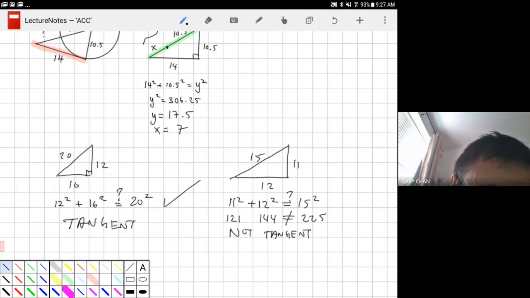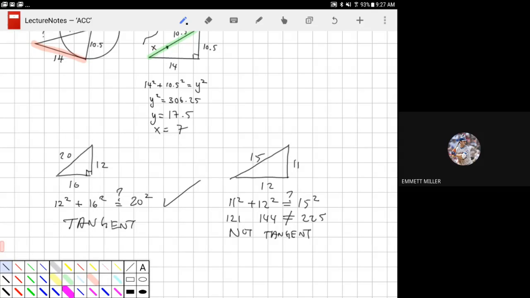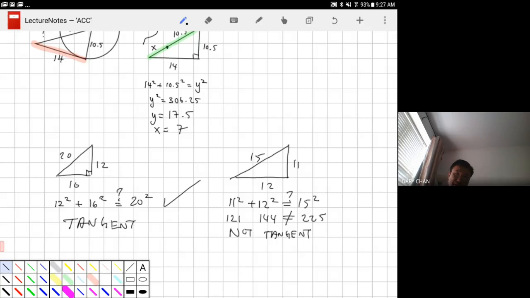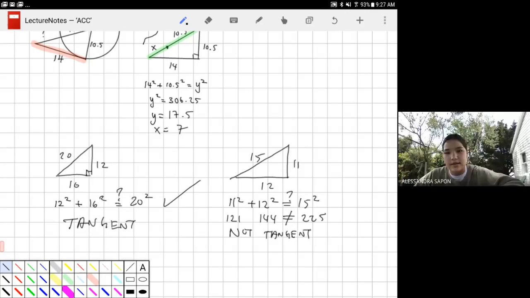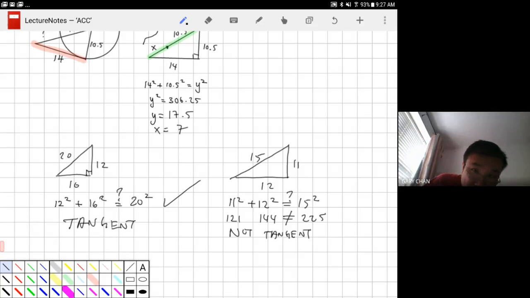The theorem that I gave you in the beginning of this lesson was that if a chord is perpendicular to the radius or diameter, what happens? Then the chord is bisected. So they gave us the other half, 17. What has to be x here then? Also 17. Everyone got that? Michael, you got it?